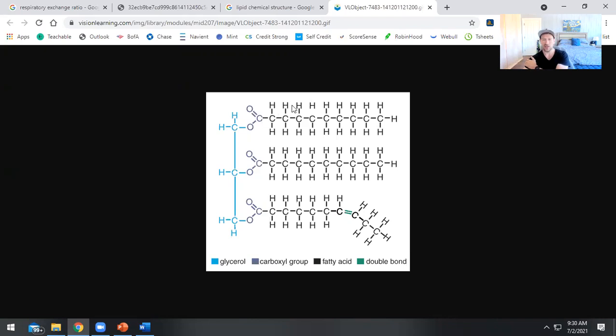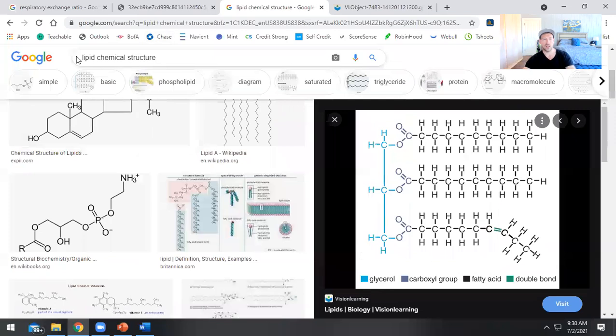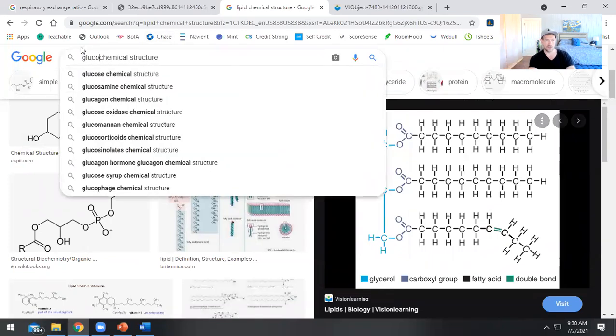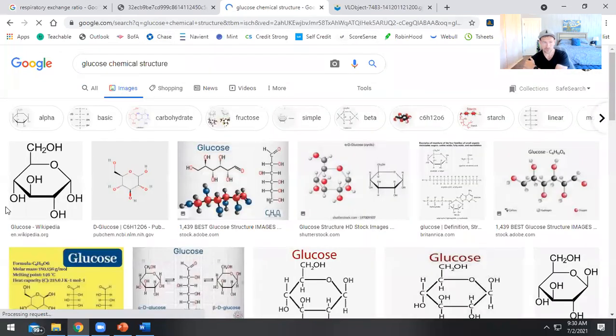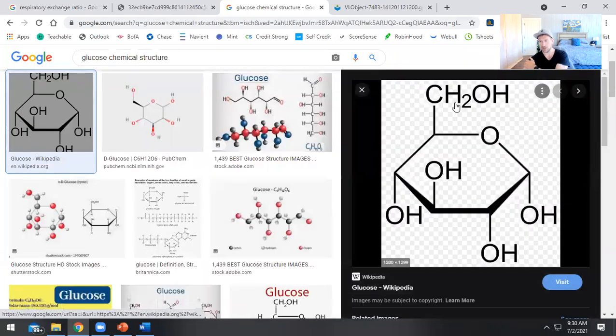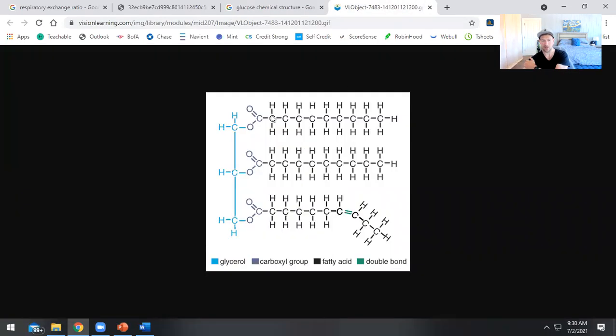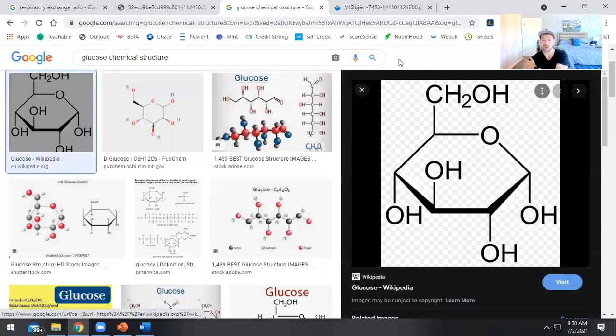So oxygen, carbon, and hydrogen. And then glucose, same three ingredients. If you look at glucose here, carbon, hydrogen, and oxygen. So carbon, hydrogen, oxygen, carbon, hydrogen, oxygen. They're just shaped differently. That's the only difference between carbohydrates and fats: they're the same three ingredients, just shaped a little bit differently.